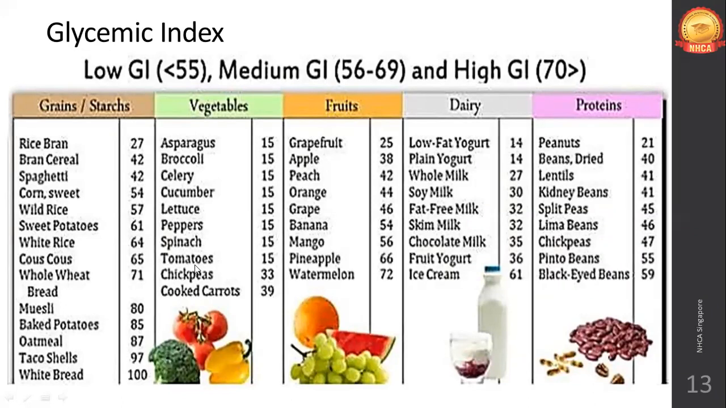So glycemic index, you can take a screenshot of this. Food that has low glycemic index comes under the category of less than 55. So whichever food you can see here which comes under the category of less than 55 is good for diabetic patients. Medium glycemic index is 55 to 69, and high is above 70.